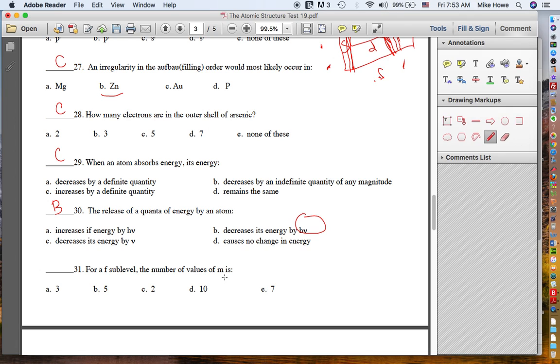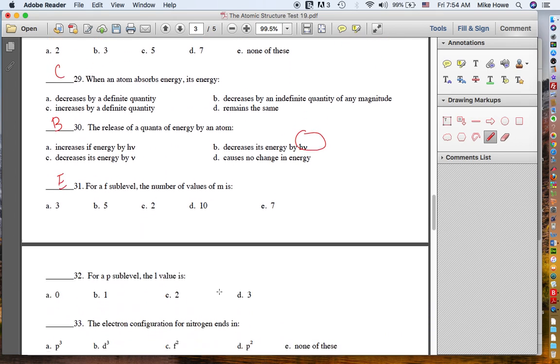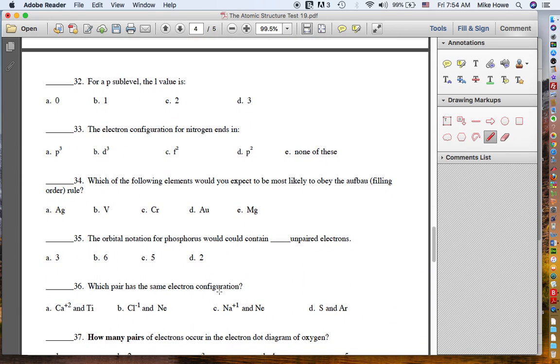That's the equation that we had on the board in the class. And then for an F sublevel, I went through that a minute ago. It's -3, -2, -1, 0, 1, 2, 3. So that'd be 7 different values. E. 32. So for P sublevel, this goes back to our L values. Remember we said I'll just do n equals 3 and L equals 0 or 1 or 2. This one's called S, that one's called P, that one's called D. So the L value is 1.